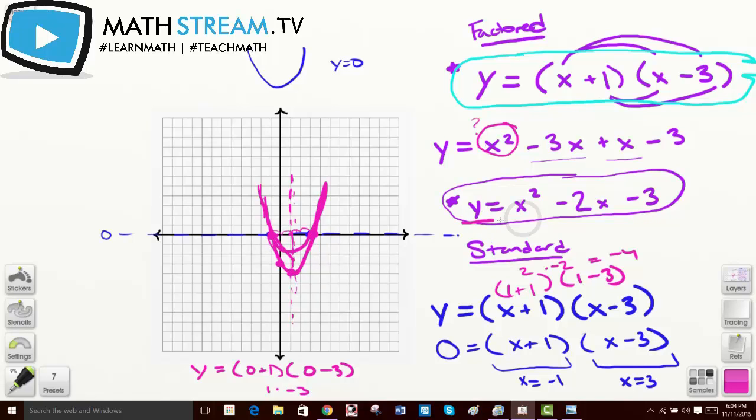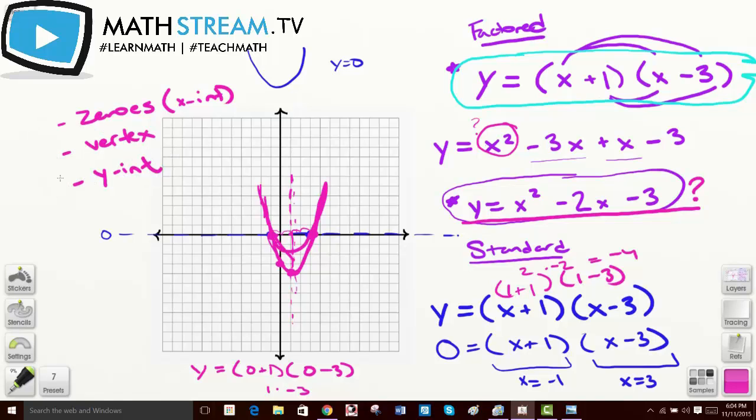This original, the standard form, it doesn't really mean anything to us. But the factored form, we just found out 4 valuable pieces of information just by looking at it. One is the zeros, where it hits 0. By the way, those are also called the x-intercepts, right? We found the vertex, and we found the y-intercept. All of those were easy to find using the factored form of the equation.